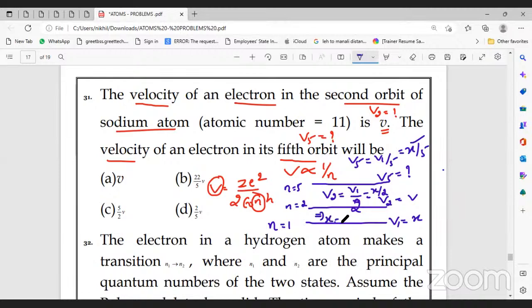This implies X will be 2 times V2, cross multiply. So in the place of X, now I can substitute 2 times V2. So V5 is 2 times V2 divided by 5. That is there in option D. So option D is the right answer.